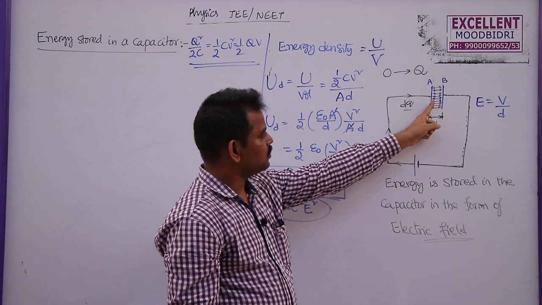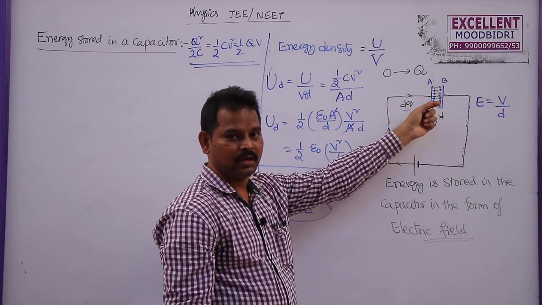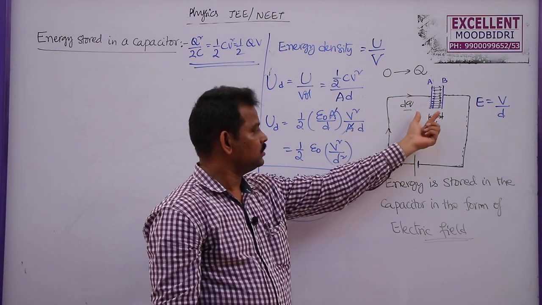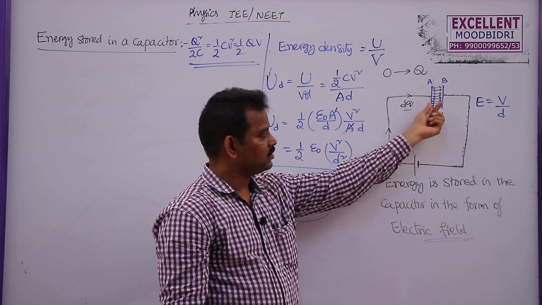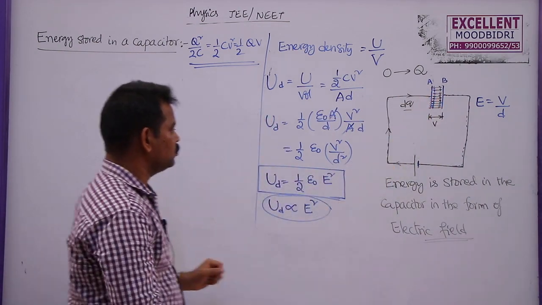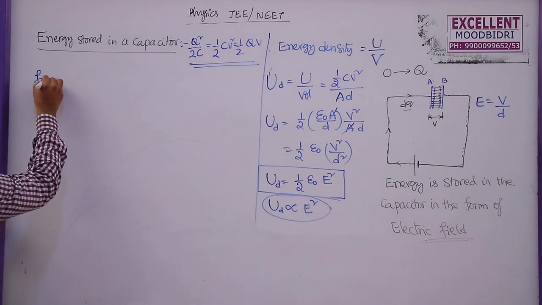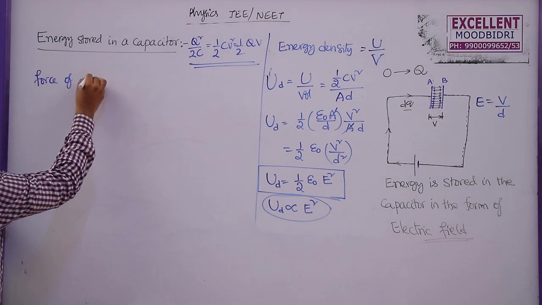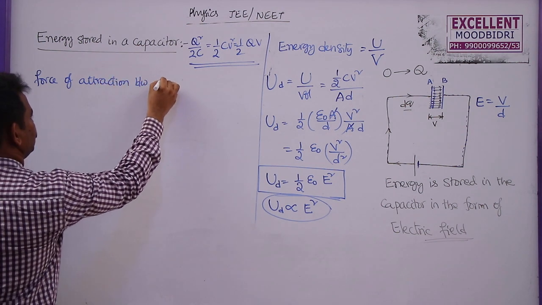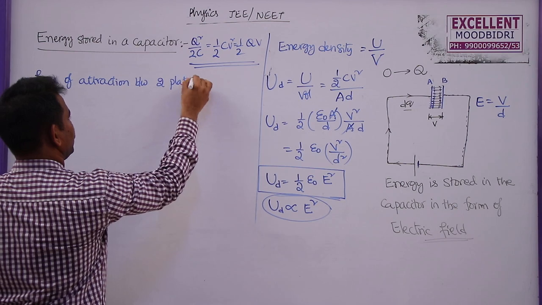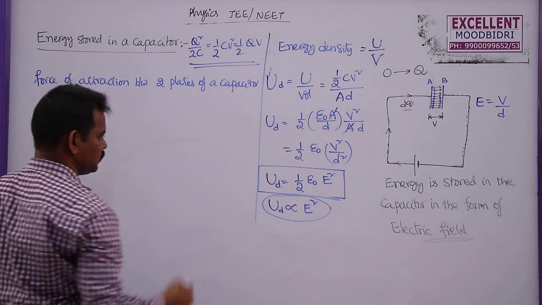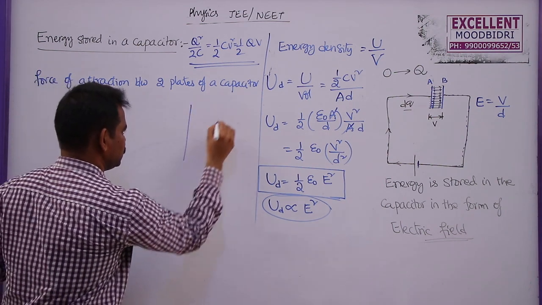This plate of the capacitor has positive charge, and this plate has negative charge. We know that according to the fundamental property of charges, opposite charges always attract each other. That means there exists a force of attraction between these two plates. So, how to find the force of attraction? Force of attraction between two plates of a capacitor. To find this, first of all, let me use this diagram.